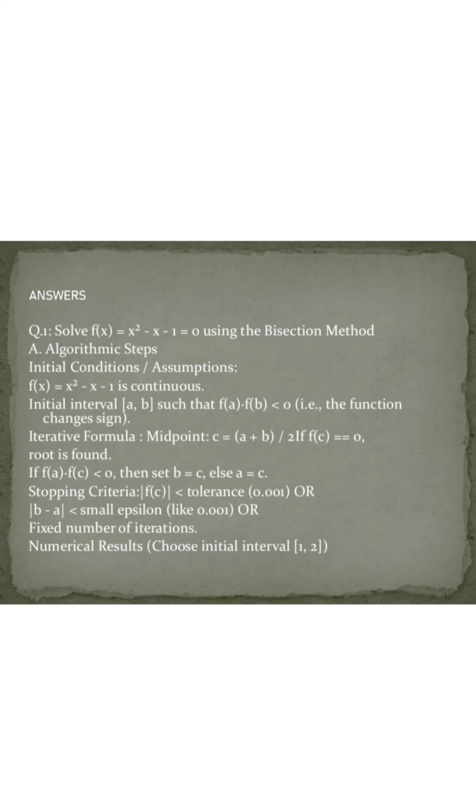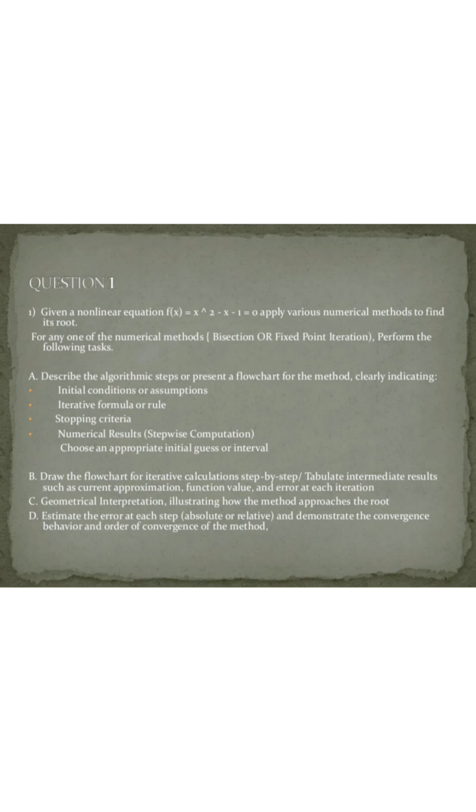B. Draw the flowchart for iterative calculations step by step. Tabulate intermediate results such as current approximation, function value and error at each iteration. C. Geometrical interpretation illustrating how the method approaches the root. D. Estimate the error at each step, absolute or relative, and demonstrate the convergence behavior and order of convergence of the method.